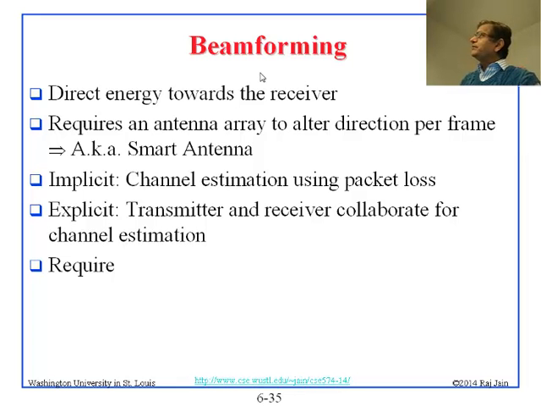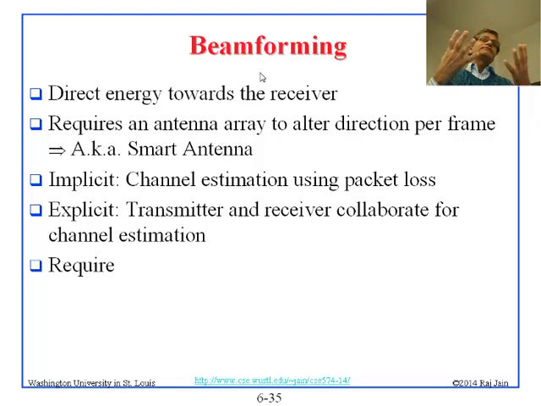Now implicit means the channel estimation using packet loss, and explicit means the transmitter and receiver collaborate. So there are 2 kinds of beamforming, implicit and explicit. Explicit is like, okay, now let's decide whether my direction is correct or not. How much do you hear? 2 decibels. Okay, I'm going to change a little bit. How much do you hear? 3 decibels. Okay, fine, now I'm aligned to you. So if the receiver helps you, then you can figure it out much better. That is explicit beamforming.